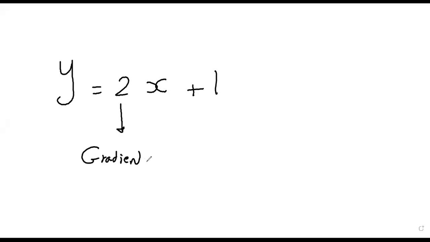So if I have the equation y equals 2x plus 1, without drawing, without taking points, the gradient is 2. This is the gradient. The gradient is 2. And the y-intercept is 1. This is the y-intercept, without graphing.